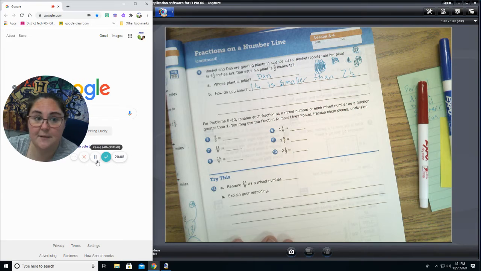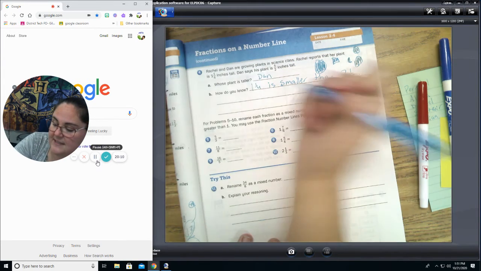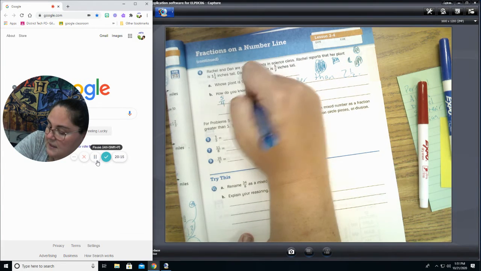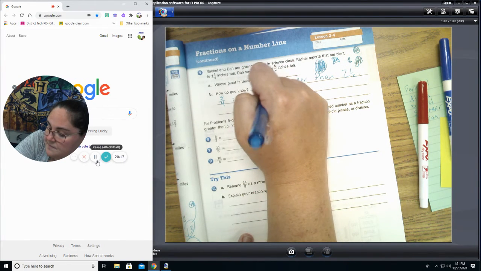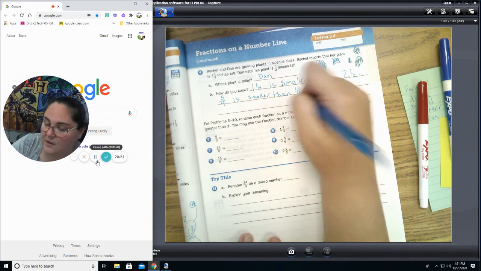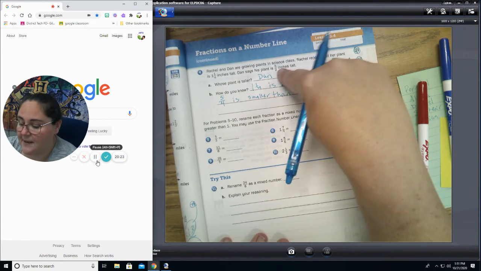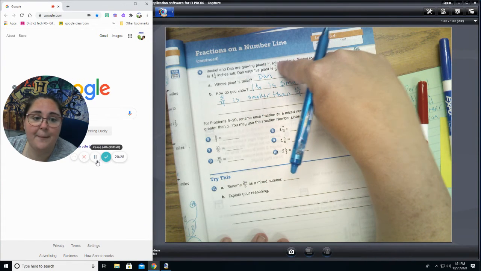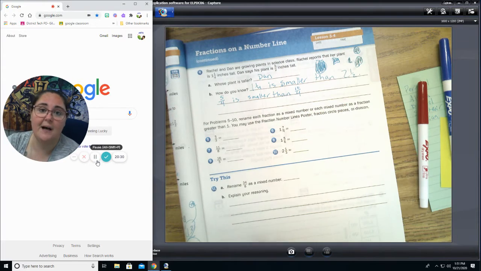If I have them with the same denominator, another way you could say this is 5/4 is smaller than 10/4. How I got 10/4 is I made my common denominator. Again, we've talked about that. Multiply the top and the bottom by the same number. That's how you get a common denominator.